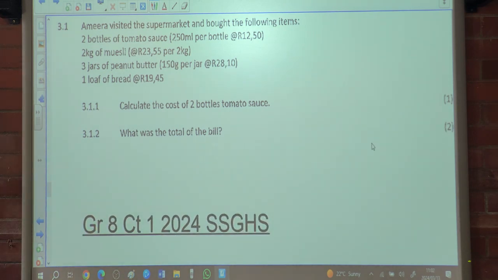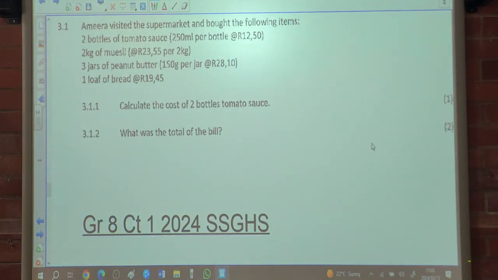Right. Amira visited the supermarket and bought the following items. 2 bottles of tomato sauce, 250 ml per bottle at 12 Rand 50. 2 kilograms of muesli at 23 Rand 55 per 2 kilograms. 3 jars of peanut butter, 150 grams per jar at 28 Rand 10 cents per jar. 1 loaf of bread at 19 Rand 45 cents.